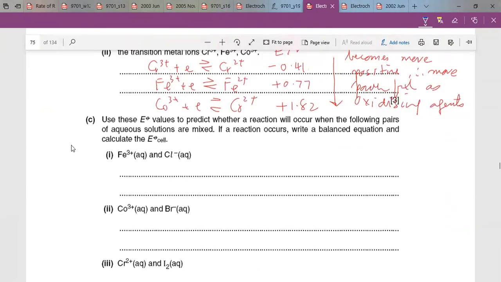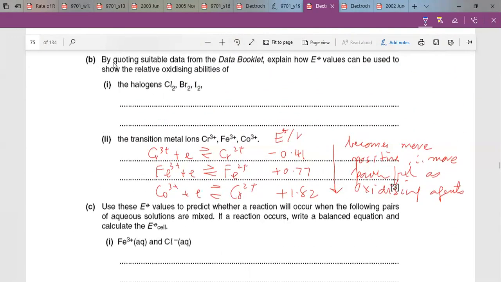All right, now here we are. By quoting suitable data from the data booklet, explain how the E naught values can be used to show the relative oxidizing abilities, oxidizing powers, for these halogens. Of course, when it oxidizes something, it will accept electrons in, right? Now, they become reduced. So by quoting, you need to quote, right?